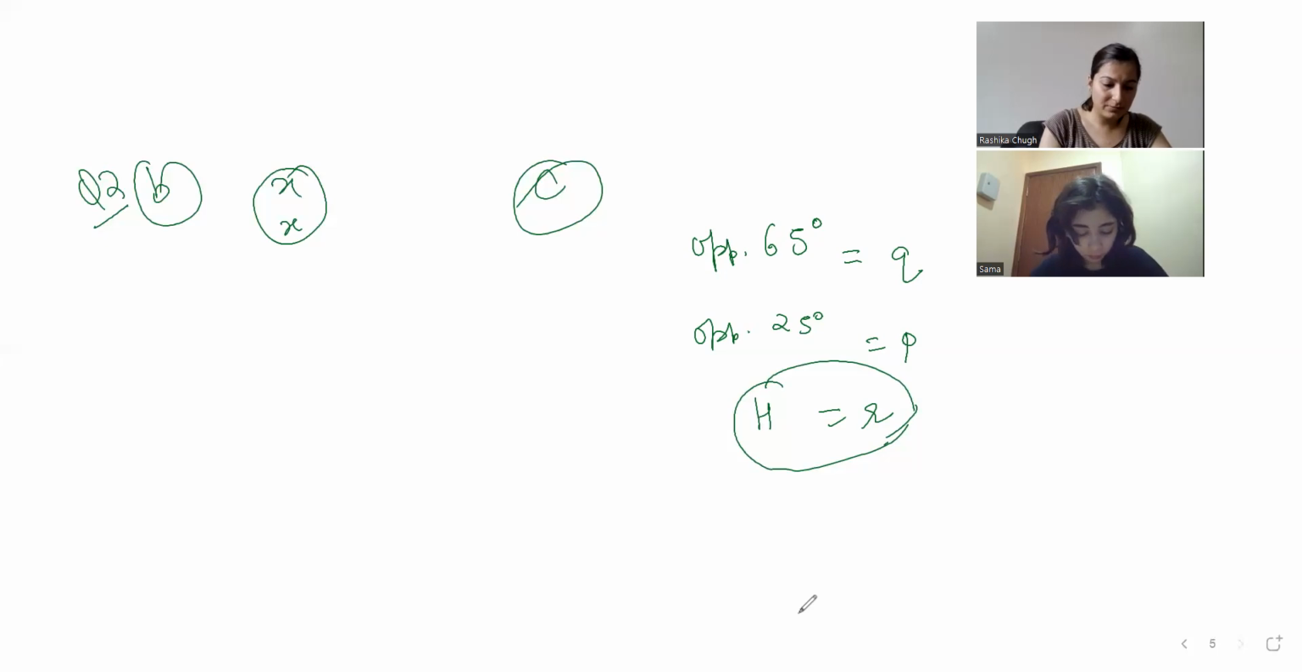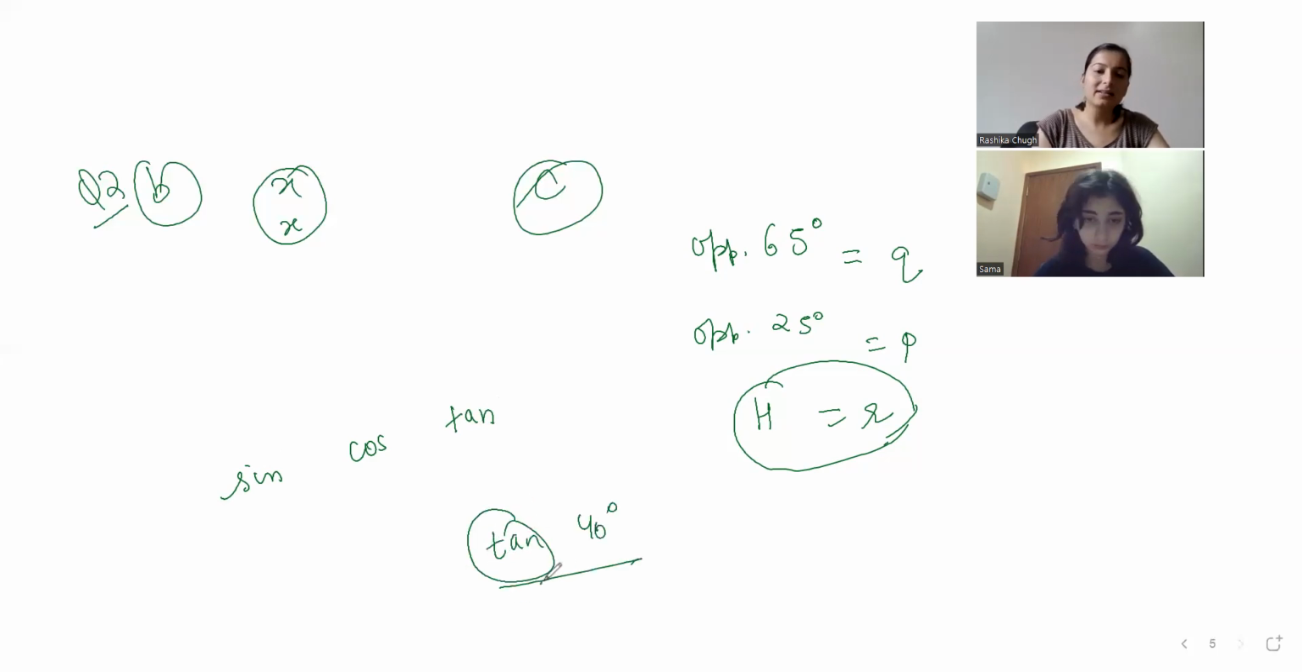One moment. Okay. Do you have a calculator right now? Yes. Please open it. Can you see sine, cos, or tan over there on the calculator? Yeah. So let's say if you have to find the value of tan 40 degrees, for example. You will first click on tan, then 40 degrees, and see what value is there on the screen.